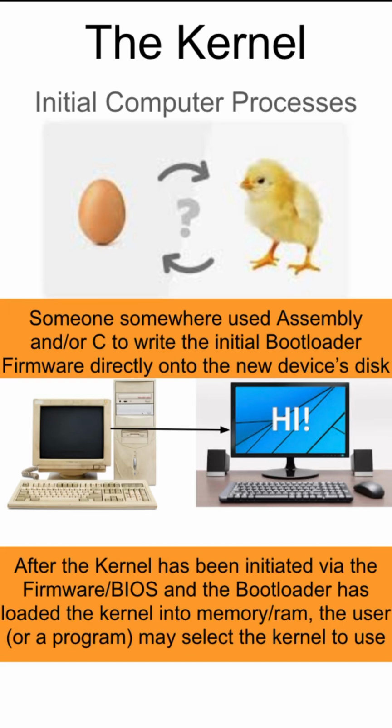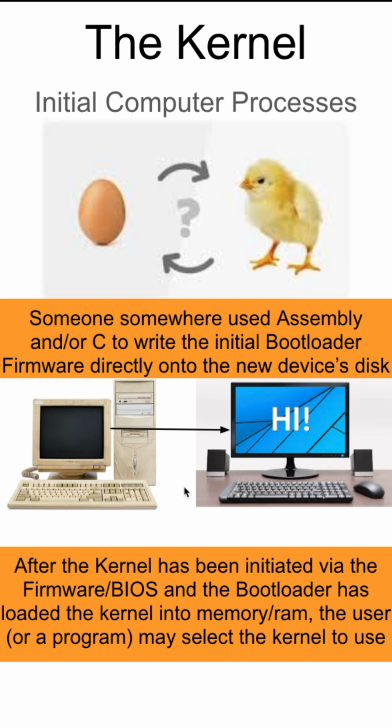Now that we know what the kernel actually does and what it is, we can dive back into how the computer initially processes when you turn it on. So this kernel is actually coming from another computer where another software developer wrote in assembly or C for the initial bootloader firmware that actually finds where the kernel is on the disk and gets it started for the current device. So it really still is that chicken and the egg problem.